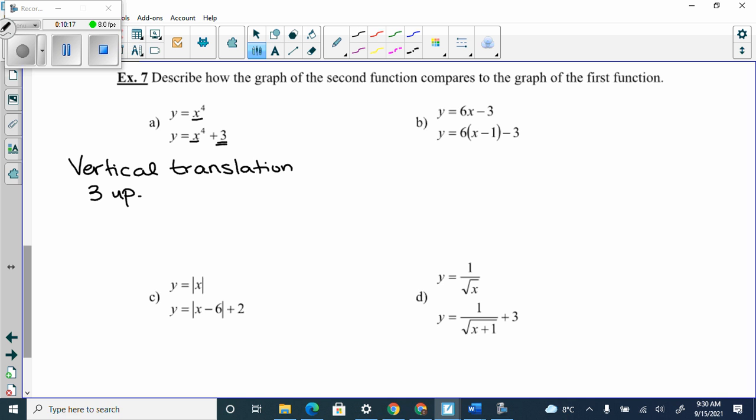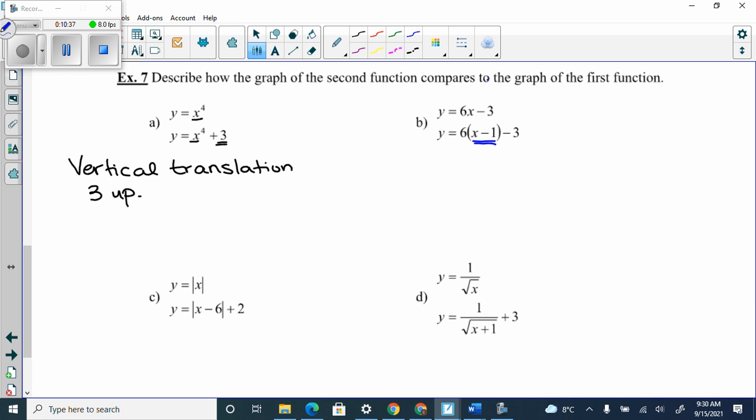What's the only thing that changed? Just the x minus 1, right? The 6 was there already. The 3 was there already. So all that happened here is a horizontal translation 1 right. That's it. If you state all the rest, that didn't happen. That was there before, right? Transformations are what happens between.